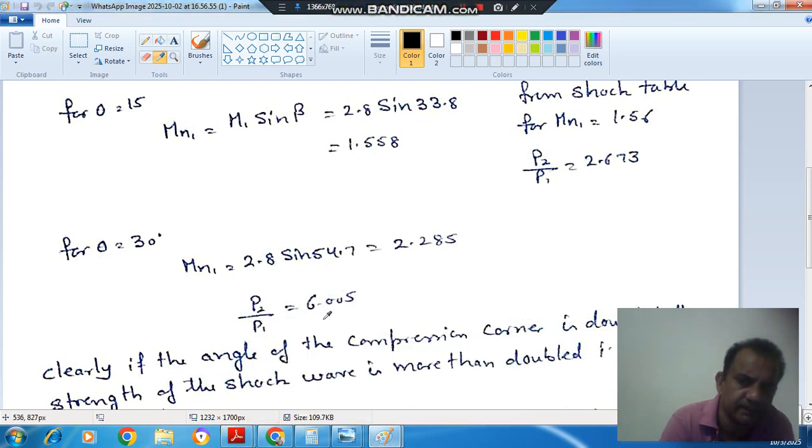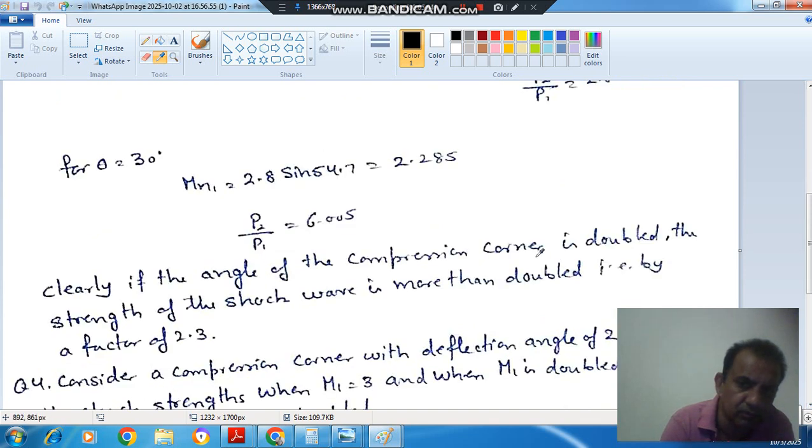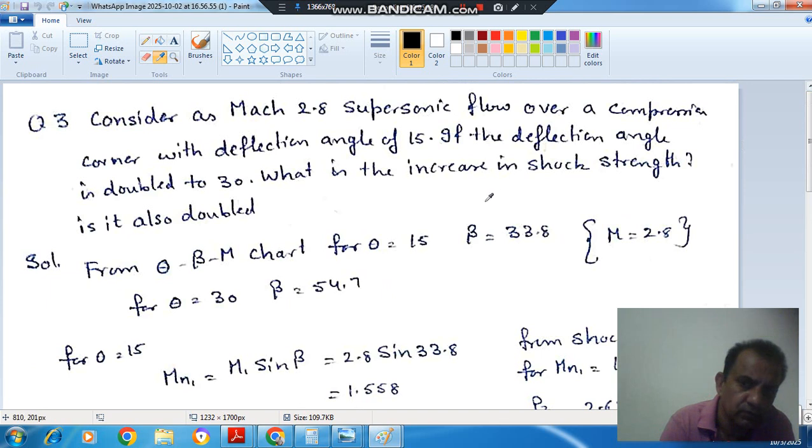So here we can see that in the previous case the pressure ratio was 2.673, now it is 6. So when this deflection angle is doubled, the pressure ratio is more than double, or 2.3 times. So if the angle of the compression corner is doubled, the strength of the shock wave is more than double, that is by a factor of 2.3. So the answer is, it is more than double, and the value of shock strength is 2.3 times that of the first case.